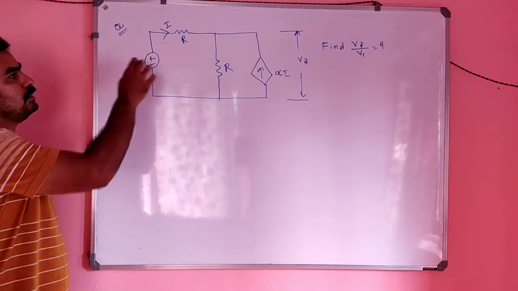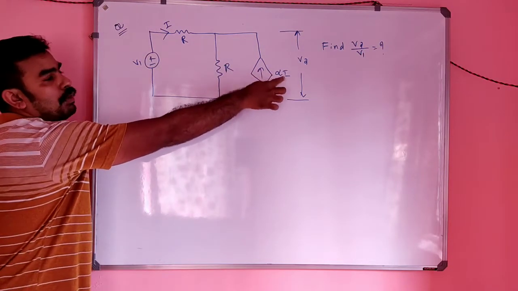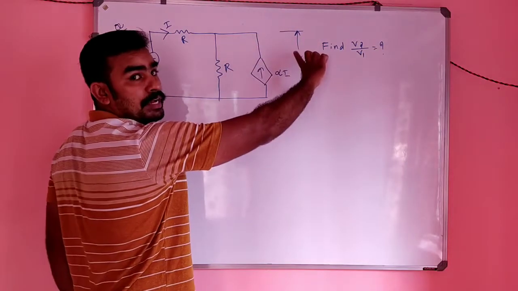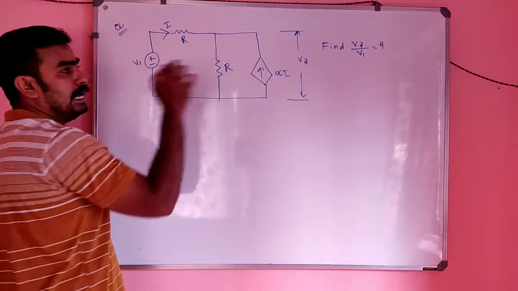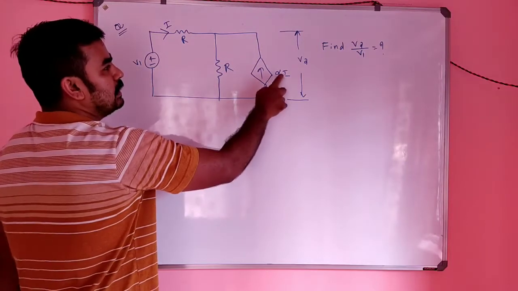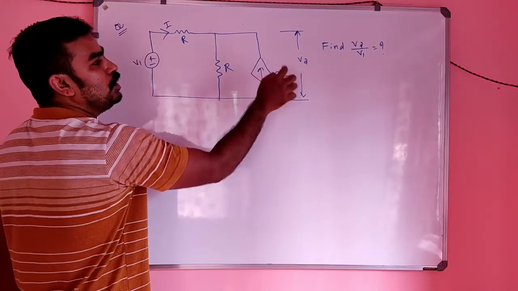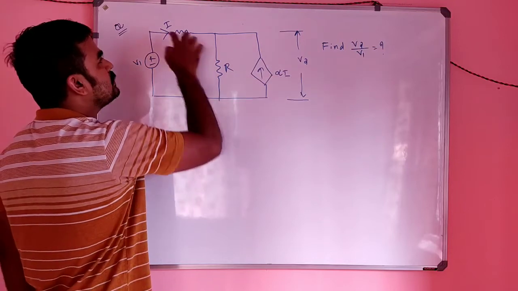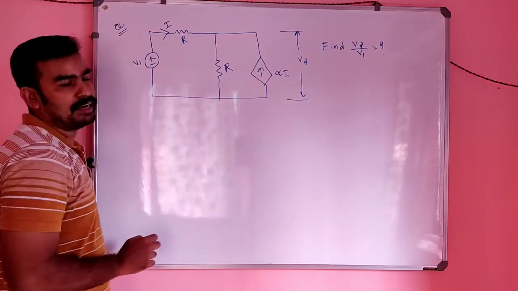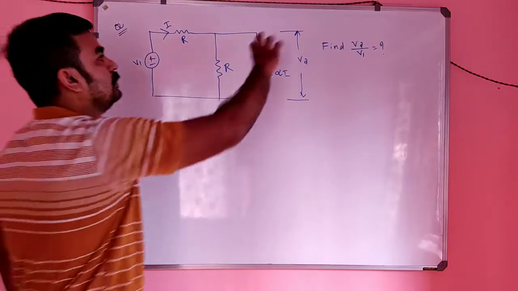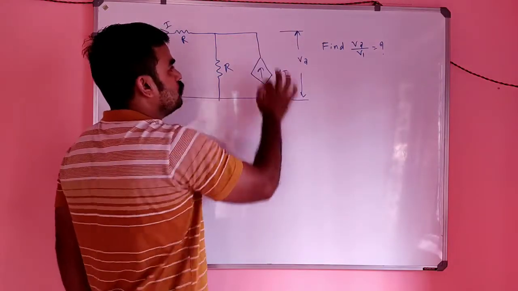Okay, so this is V1, R, alpha into I, and the voltage across alpha into I. It's a current source, and it is a dependent current source, right? That dependence is alpha into I, where this I is this current. So the current source depends upon this value of current, and V2 is the voltage across these two terminals.